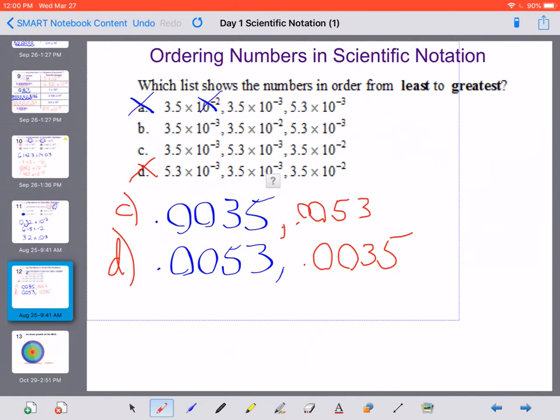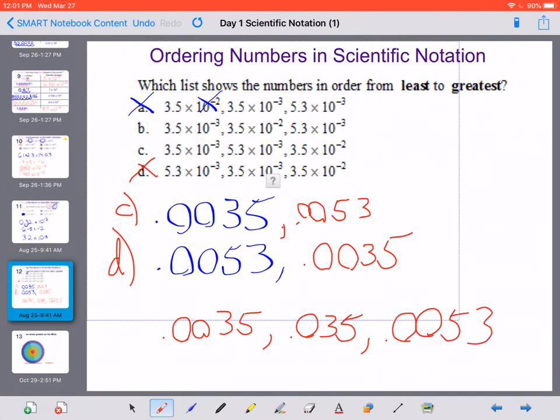B goes 0.0035, then it goes to 0.035, which is still okay because that's going up. But then what B does is they go back to 0.0053. So that's B, and I know that it can't be that. So I know that it has to be C.